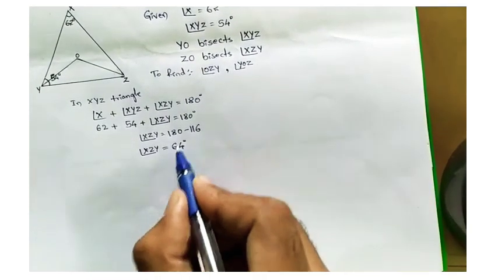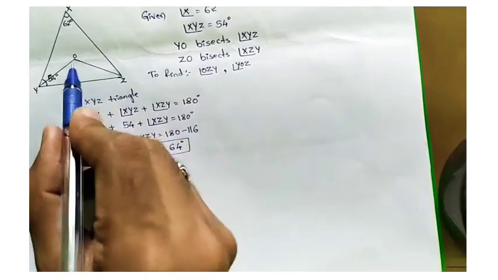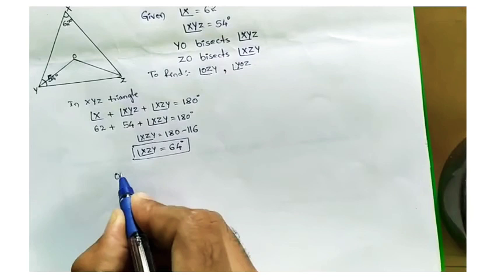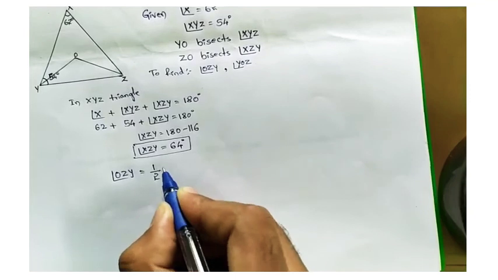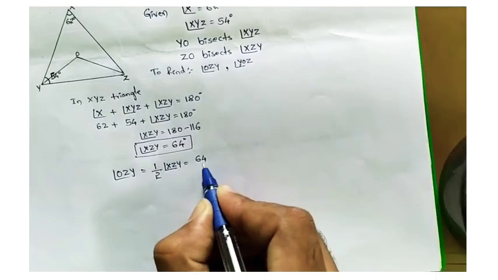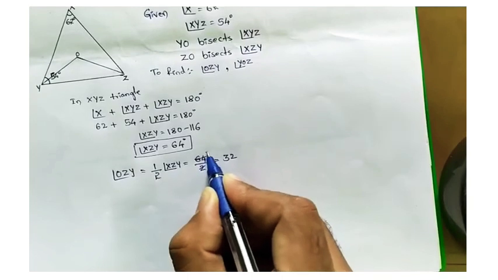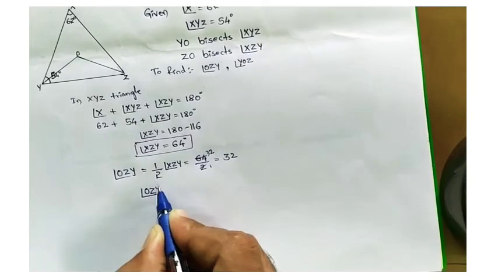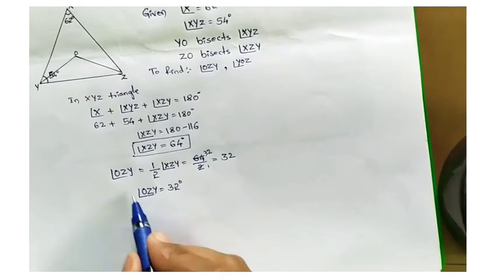Okay, so now we got XZY. So if you bisect this by OZ, you will get OZY. OZY equal to, bisect means making it half of XZY. So 64 we got, divide it by 2, here you will get 32. So if you cancel it like this, 2 ones are 2, 3 twos are 6, so 32. So OZY equal to 32 degrees. Okay, so now we got OZY.